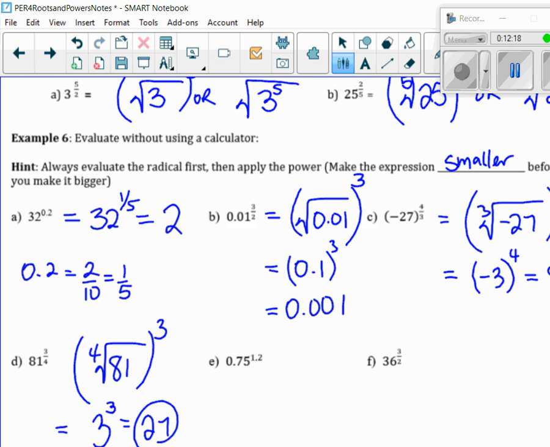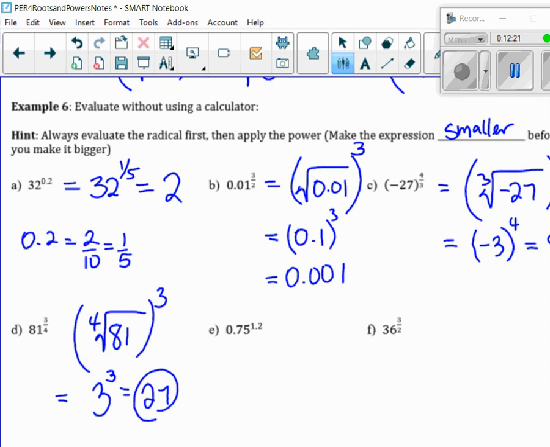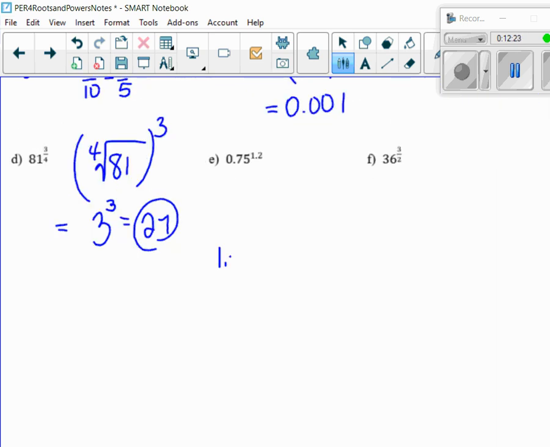Ooh, this is 1.2. So the first thing we got to do is make it into a fraction here, right? So what's 1.2 as a fraction? 1 and 2 tenths, yes? Which is 1 and 1/5, which is what as an improper fraction? 6 over 5. So that's the first thing. If you see any decimals, you got to change it into a fraction. So this is 0.75 to the power 6 over 5. And then you might say, holy, this is going to be hard to find the 5th root of 0.75.